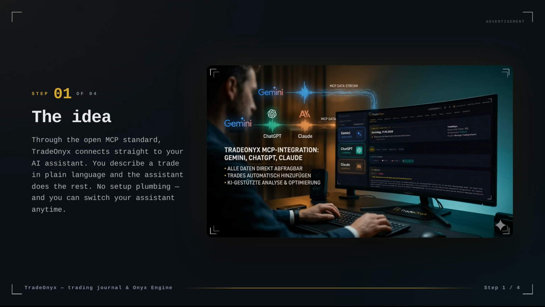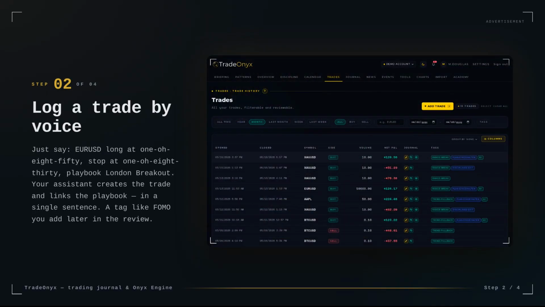You describe a trade in plain language, and the assistant does the rest. No setup plumbing, and you can switch your assistant anytime. Just say, USD long at 108.50, stop at 108.30, playbook London breakout. Your assistant creates the trade and links the playbook in a single sentence. A tag like FOMO you add later in the review.